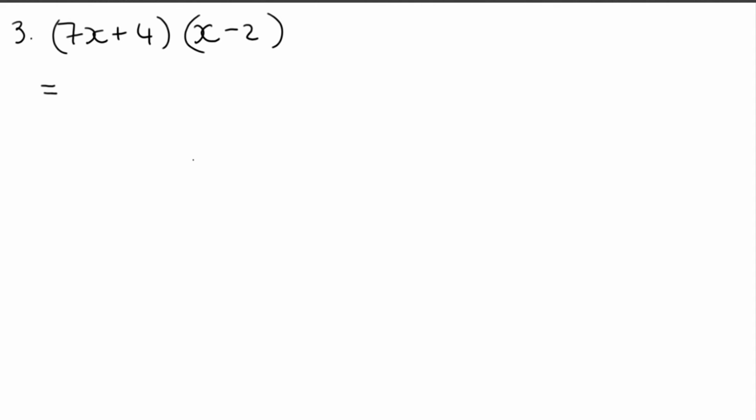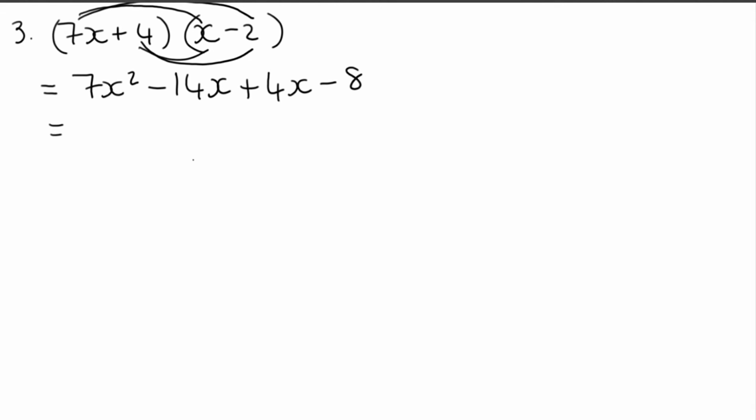Okay, the first two terms are the 7x and the x, which is 7x squared. Our outsides is negative 14x because we've got a plus and a minus. The insides are 4x, and the last terms is negative 8. Join together the two middle pieces because they're both x's on their own. You can't join the x's with x squareds, but you can join the x's to each other. So negative 14 plus 4 is negative 10. So the answer is 7x squared minus 10x minus 8.